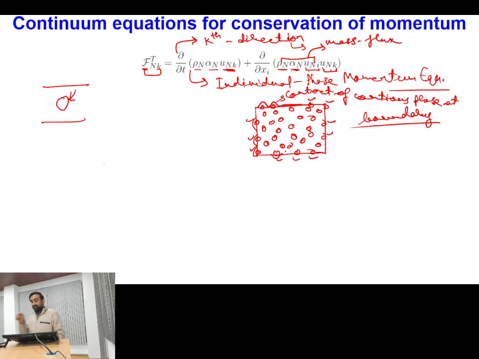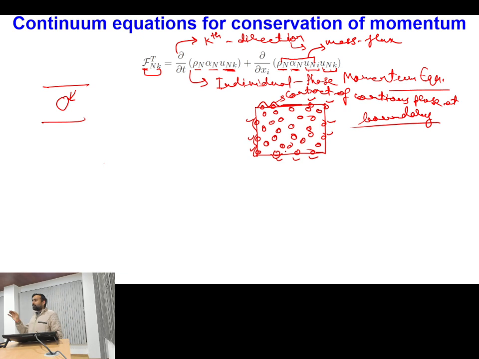Just now I told you three contributions. One is the contribution because of body force, second is near the boundary of the control volume, and third is because of the other phases. If I take this assumption, then the second contribution, the forces on the dispersed phase because of the boundary of the control volume, will vanish. This contribution will not be there.